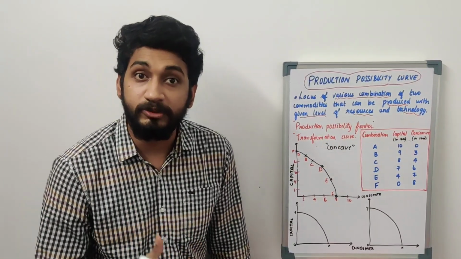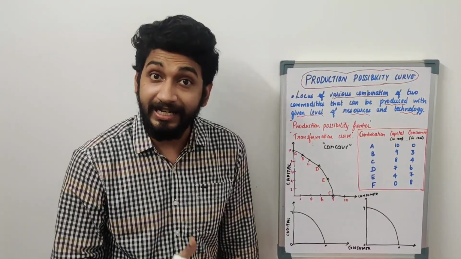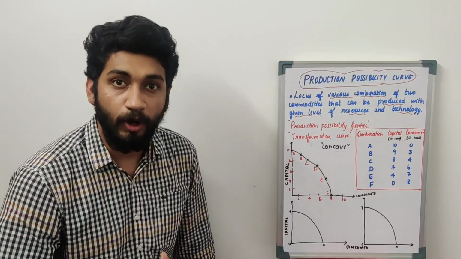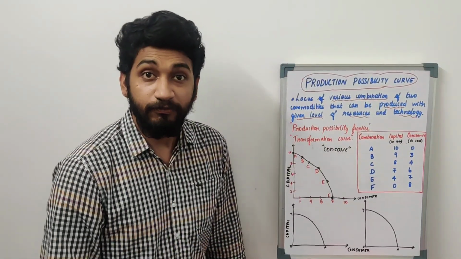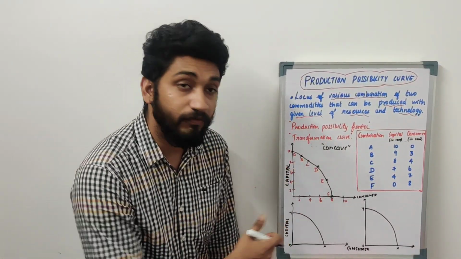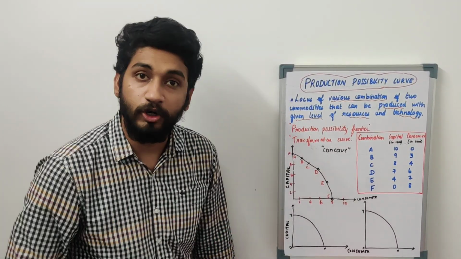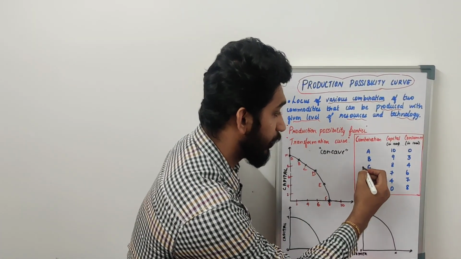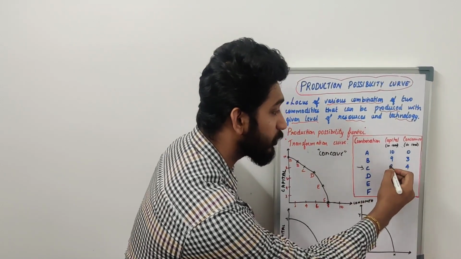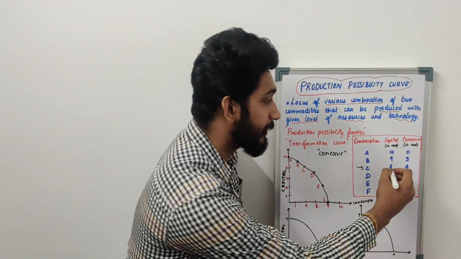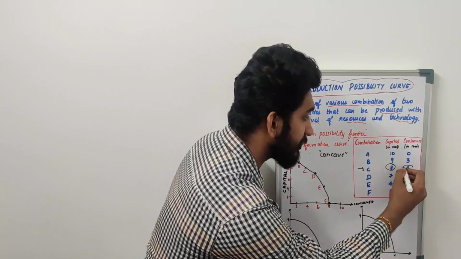I need to make some choice. That is, I need to make some sacrifice. That sacrifice is the opportunity cost involved. So if I have to increase the consumption of consumer goods, I need to sacrifice some amount of capital goods. So we can see it here. At C, we can produce 8,000 capital goods and 4,000 consumer goods.